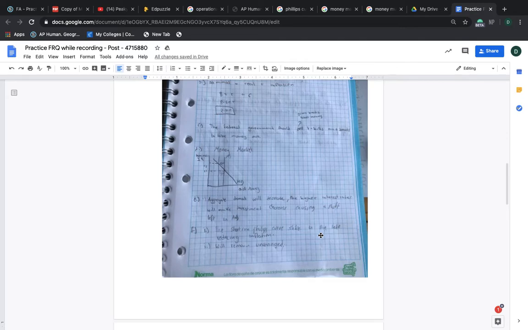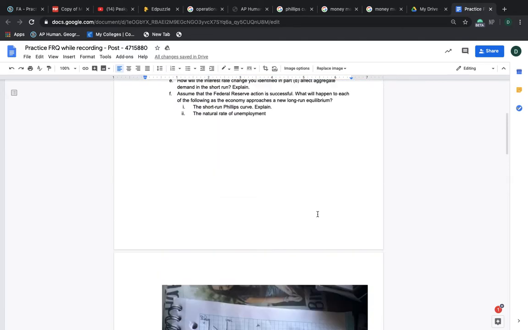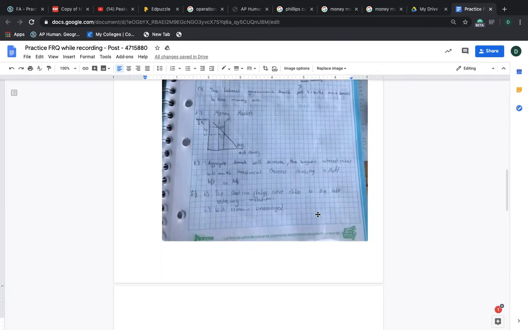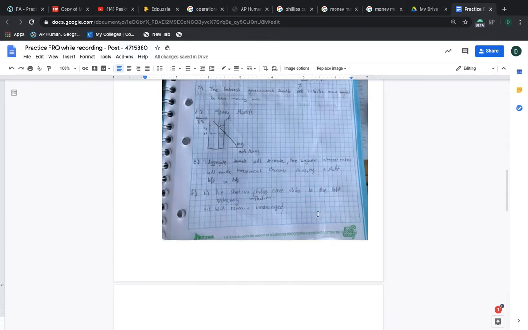Finally, for the natural rate of unemployment, it will stay unchanged because the things that are changing are not qualified as the determinants of the natural rate of unemployment. And the determinants are technology and innovation, quantity of resources, and quality of resources, and none of those have changed.